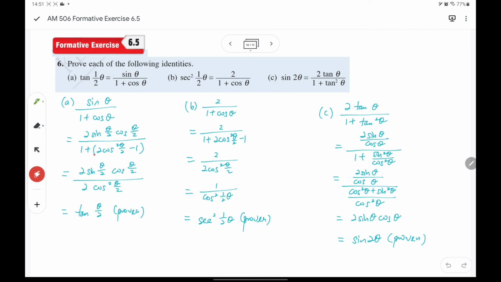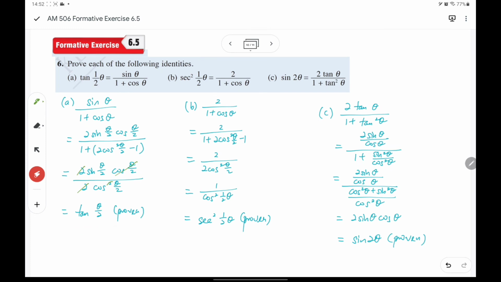We change it into 2 cosine square theta over 2 minus 1, so that the 1 minus 1 will become 0, and on top we have 2 sine theta over 2 cosine theta over 2. Below we get only 2 cosine square of theta over 2. Cut off the common factor. So we have sine theta over 2 over cosine theta over 2, which is our tangent theta over 2.